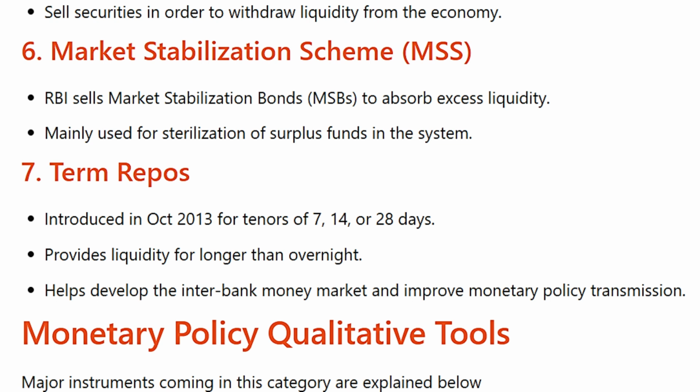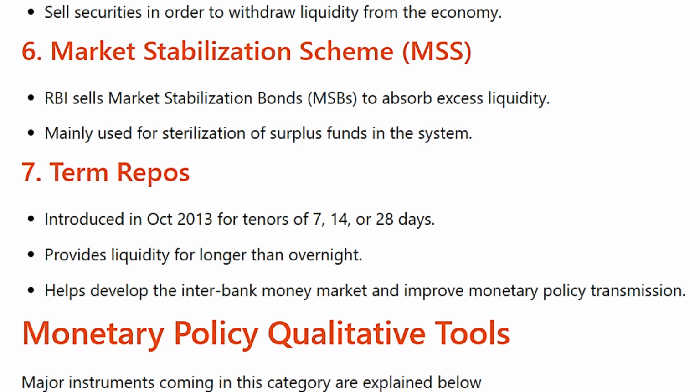Market stabilization schemes: RBI sells market stabilization bonds to absorb excess liquidity, mainly used for stabilization of surplus funds in the system. Term repos, introduced in October 2013 for tenures of 7, 14 or 28 days, provide liquidity for longer than overnight, help develop the interbank money market and improve monetary policy transmission.